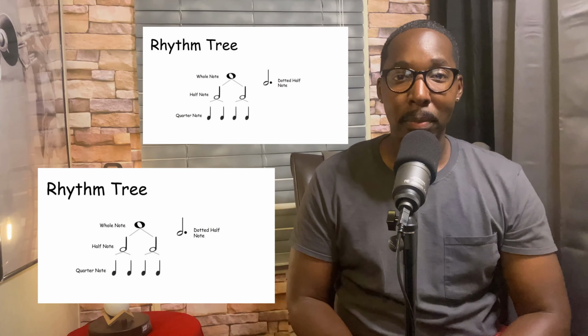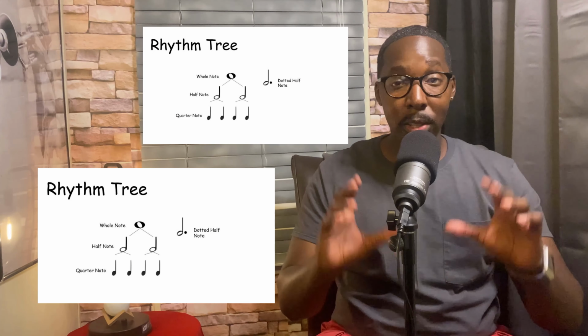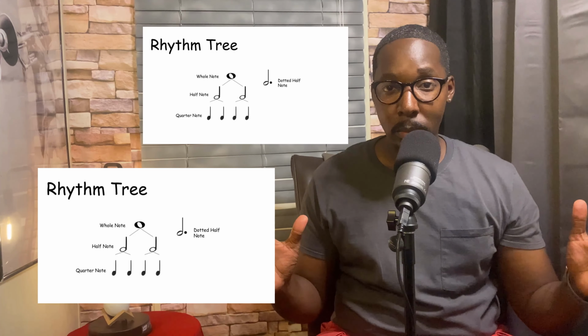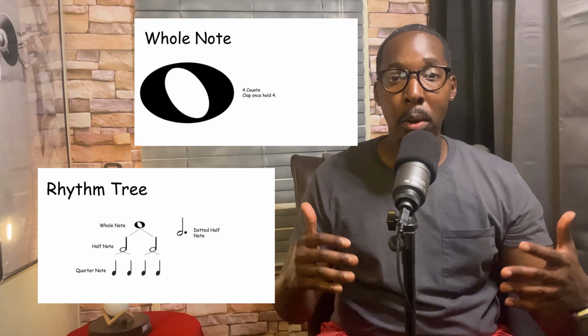So, are you familiar with a tree? Everybody's seen a tree. But in this case, we're going to take a look at a rhythmic tree. So, at the top of the tree, you see a circle or an oval. That circle, that's called a whole note. And that whole note is worth 4 counts.